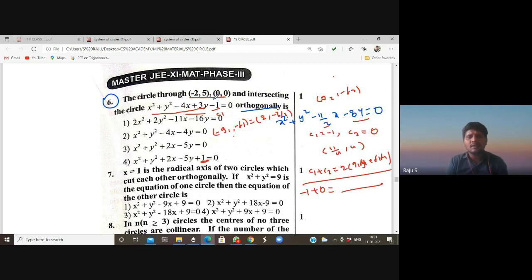Okay, students, I hope that up to this point the equation is satisfied. Orthogonal. See here, if you observe, almost all the questions they have given are orthogonal. Two formulas are there for orthogonality. One is c1 plus c2 is equal to 2 times g1 g2 plus f1 f2. Another one is d square is equal to r1 square plus r2 square. D value is the distance between the two centers. You can check it, it's not difficult.